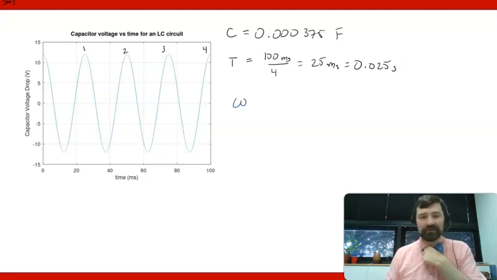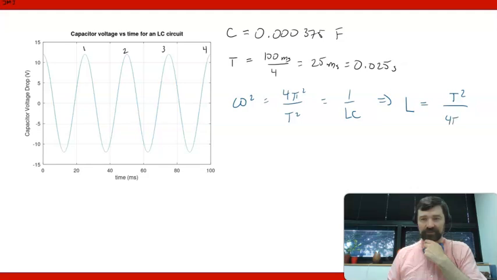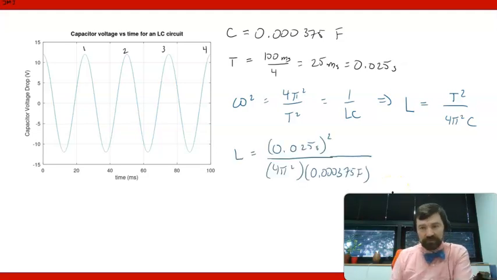We know that omega squared, which is 4 pi squared over T squared, is 1 over LC. It follows that the inductance L must look like T squared, the period squared, divided by 4 pi squared times C. So we can plug in numbers and get the inductance. So in this case, these are the numbers that we would be plugging in. You can throw that into your calculator. What you'd end up getting is 0.042217. So let's call this 0.042 henries.